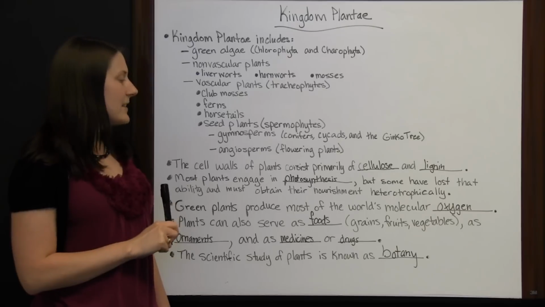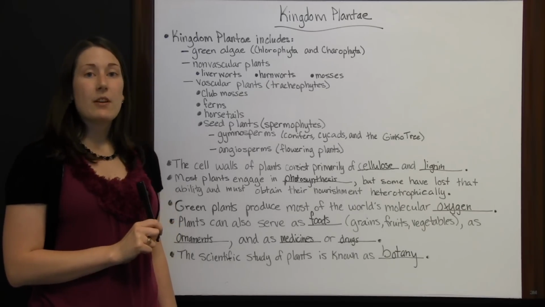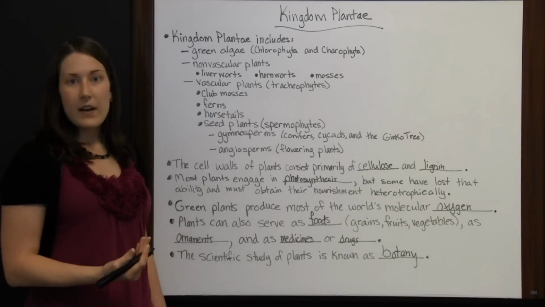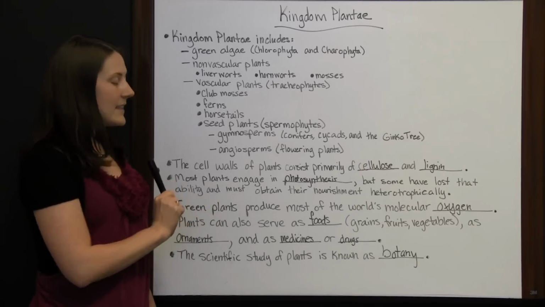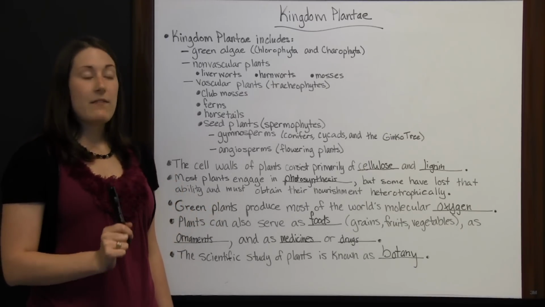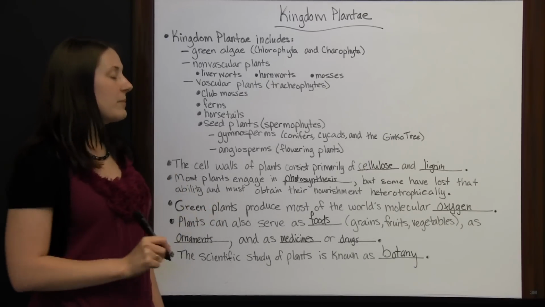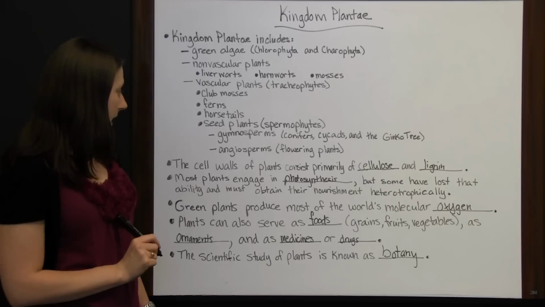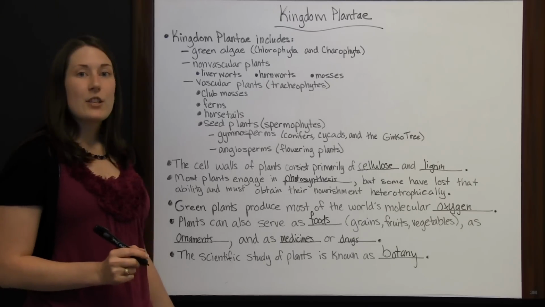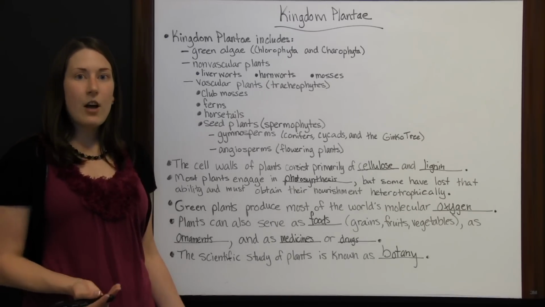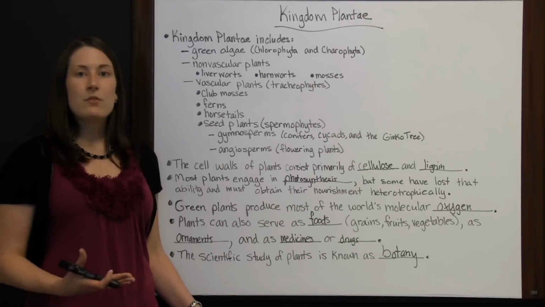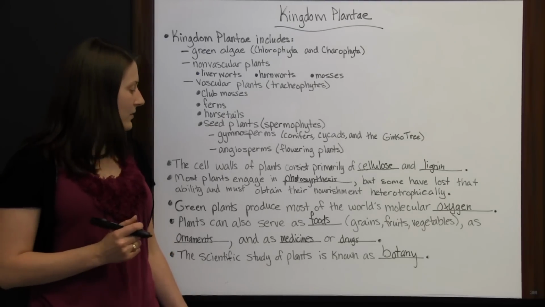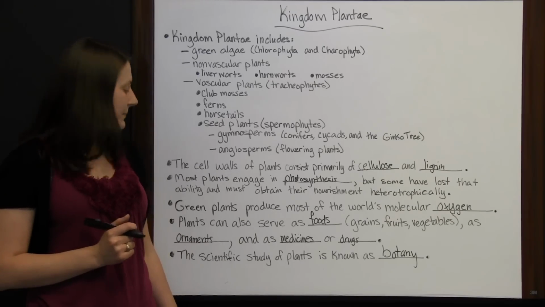Keep in mind that the cell walls of plants are made up of cellulose and lignin, where in fungi we had them made up of chitin. So that is a key difference between a plant and a fungus, is that the cell walls of plants are made of cellulose. Most plants are going to engage in photosynthesis, and plants have lots of uses, both as food or as an ornamental or decoration purpose, or for medicines.